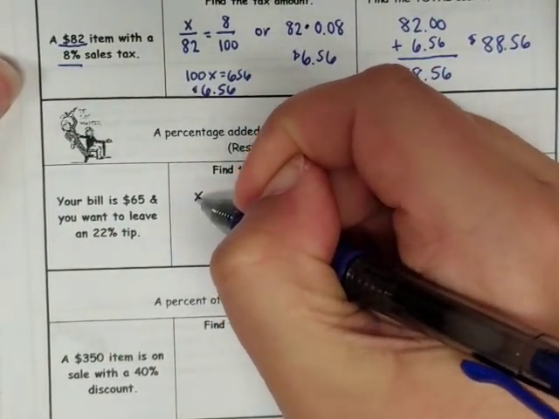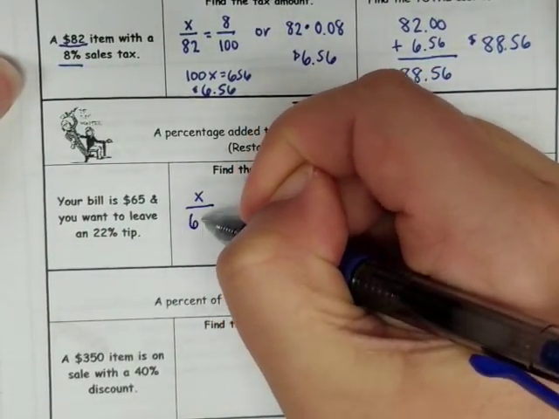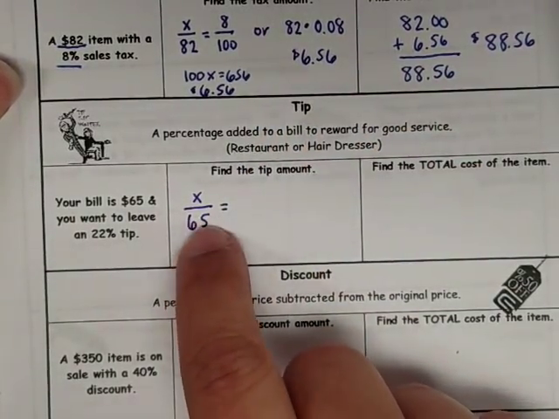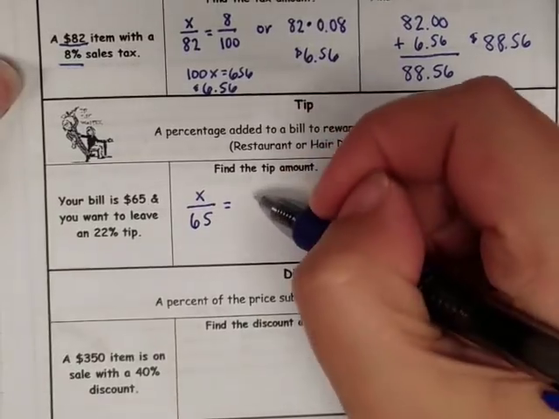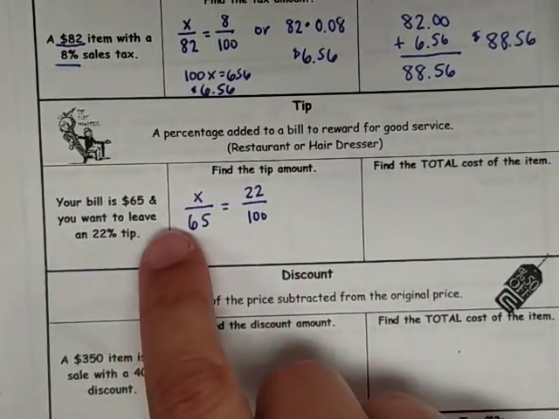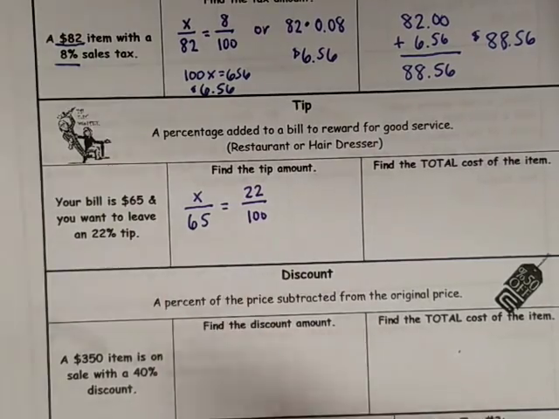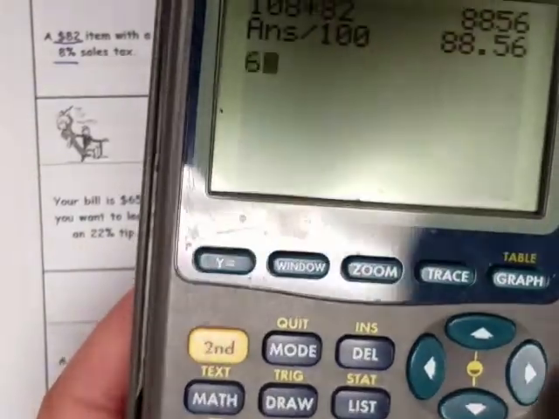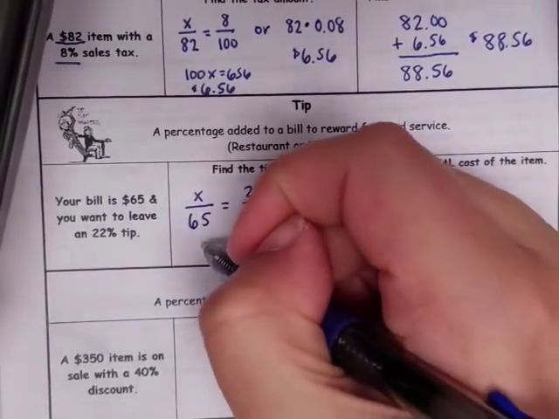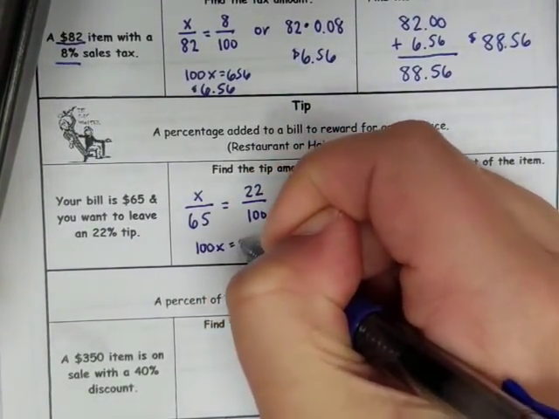So we don't know our tip amount, but we do know our original total was $65, and we want to find 22% of that. So 22 out of the 100. And then you just do your cross multiplication. So 65 times 22 gets you 1,430. And then divide that by 100.